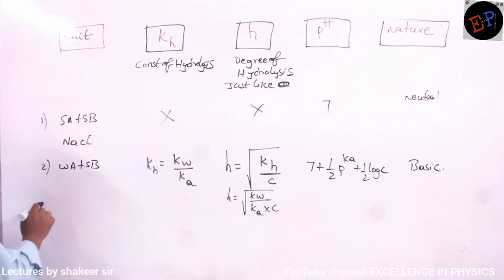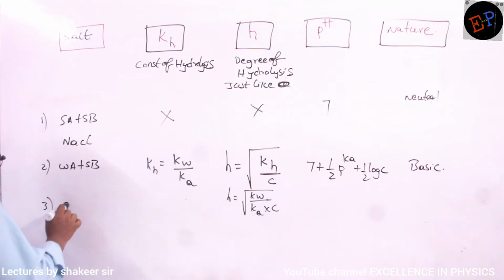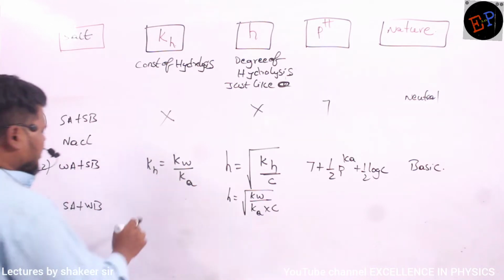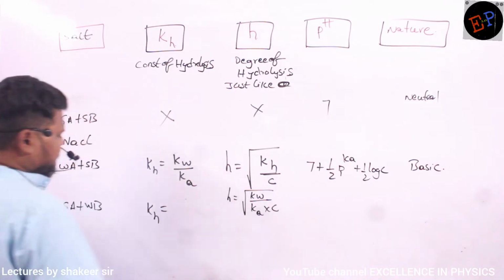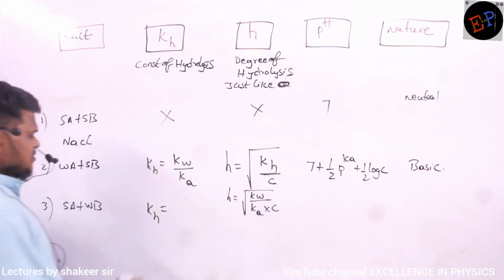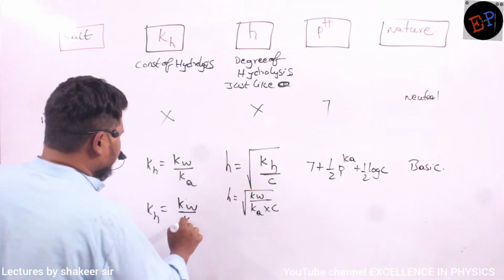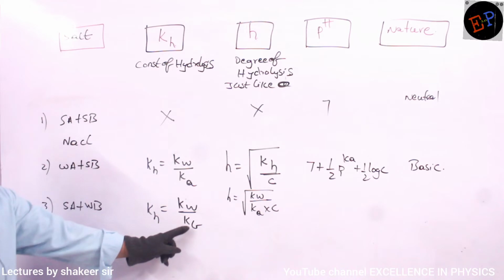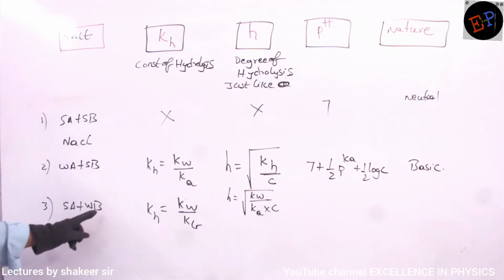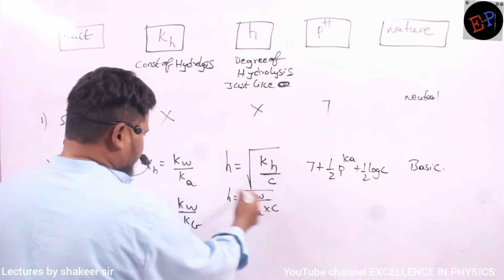Okay. Next, the third one, strong acid plus weak base. So therefore Kh value, can you say what I can write? Kw by Kb, that's it. Kw divided by Kb, the dissociation constant of a base. Why? Because here, which one is weaker? The base is weaker. The formula of h again remains the same.